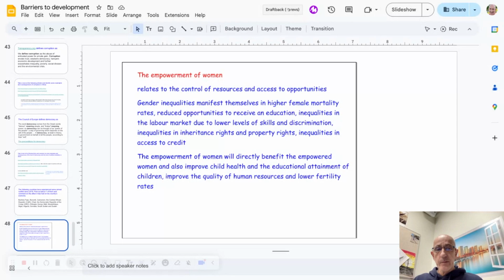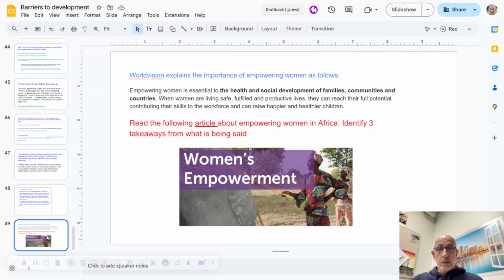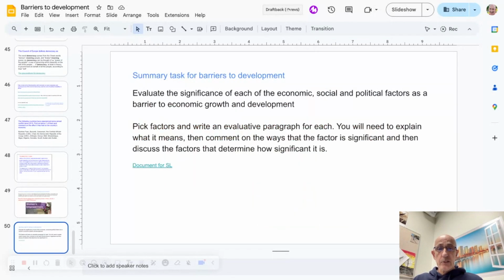The empowerment of women and education of women in general as well. A crucial section in terms of creating another barrier. So it's a big topic, it's a big area, hopefully one that you'll read up on, but there's an overview for you which I hope you find useful.